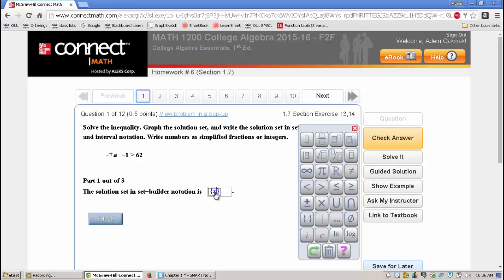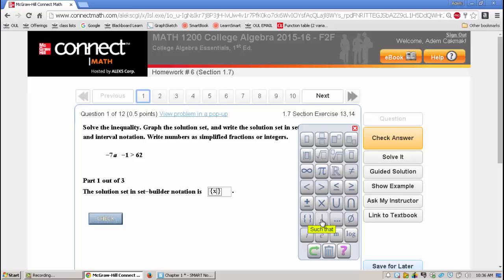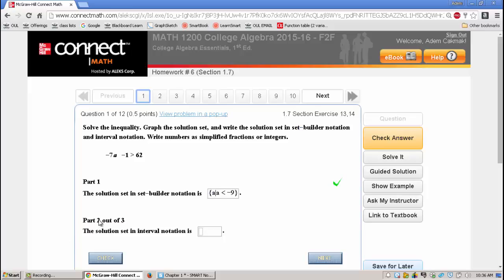How do we make that bar? It's here, such that means such that, okay? Such that A is, oh, we can't use X, be careful, okay? It's A. Whatever the letter is, you need to go with that letter. A less than minus 9. Check. Good.